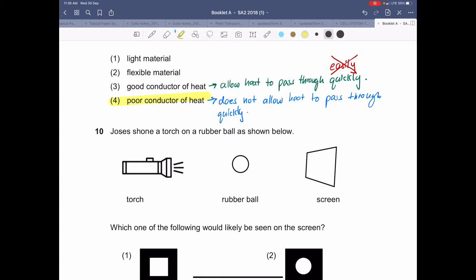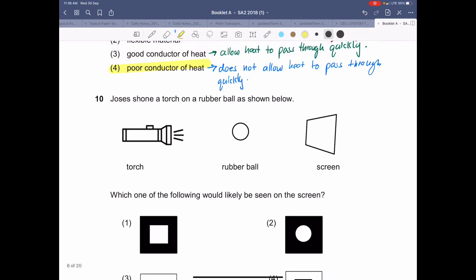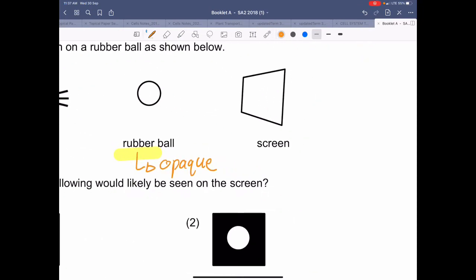Joseph shone a torch on a rubber ball as shown below. Which of the following will likely be seen on the screen? For this kind of question, it's testing you on the material. Now, how is material involved in light and shadow? Very straightforward. The concept in this case is transparent, translucent, opaque. You need to understand that rubber is an opaque material. Opaque means that it does not allow any light to pass through. This is a definition that you need to know.